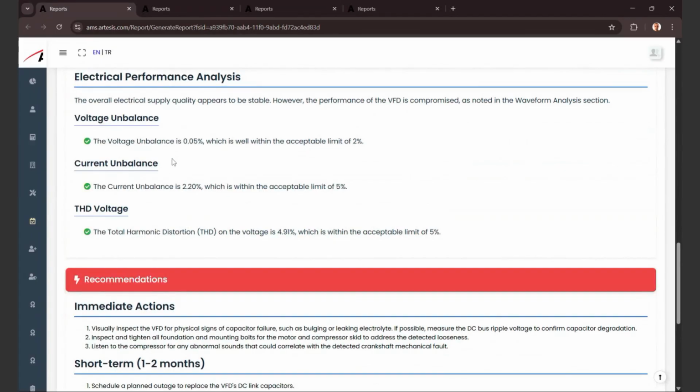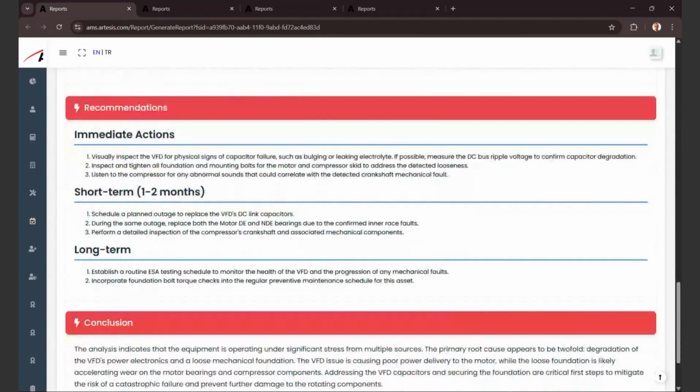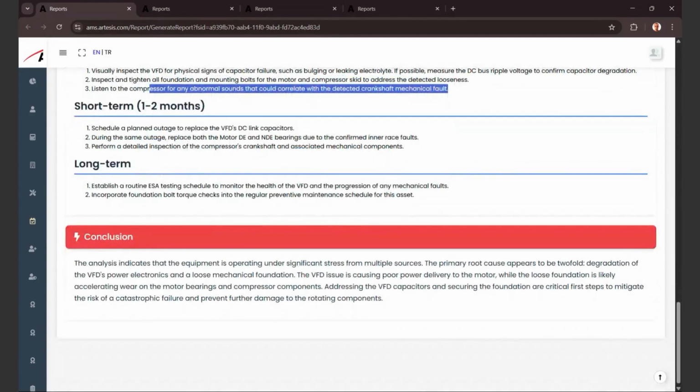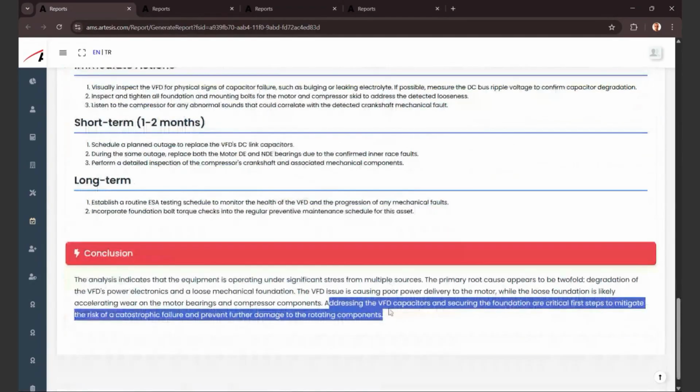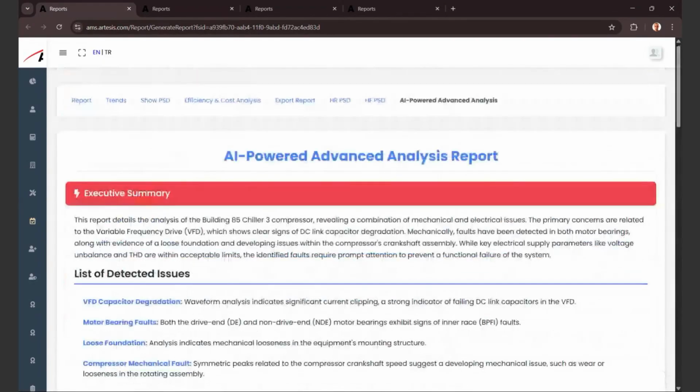And then recommendations, so immediate actions: visually inspect the VFD for capacitor failure, and also inspect and tighten the foundation mounting bolts for the compressor, and also check the mechanical issues on the compressor side. Then short-term, long-term, and there's a conclusion here, which again tells you clear, actionable information. So that was the first report.